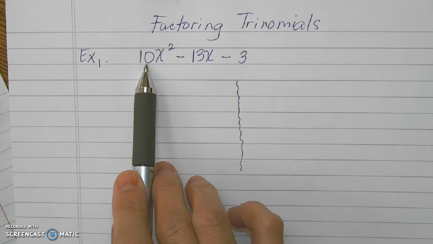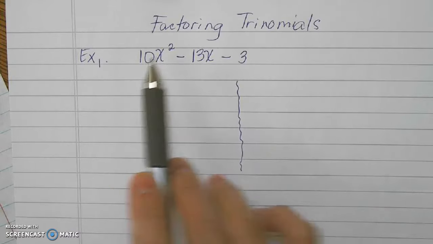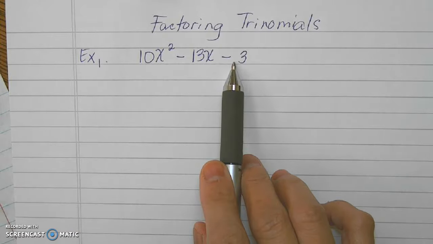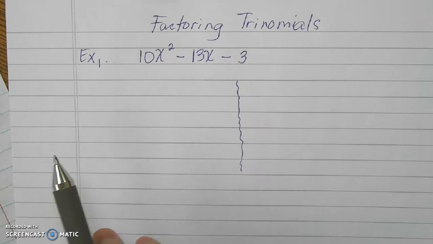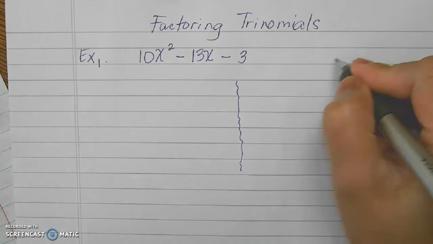multiply the coefficient of the first term with the last term. So 10 times negative 3 is negative 30. You're going to set that aside.